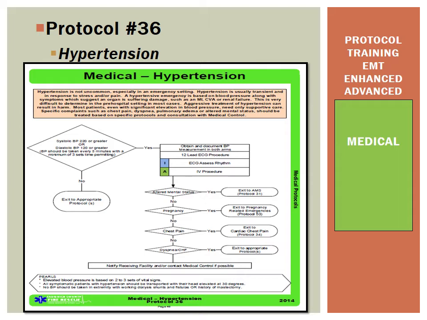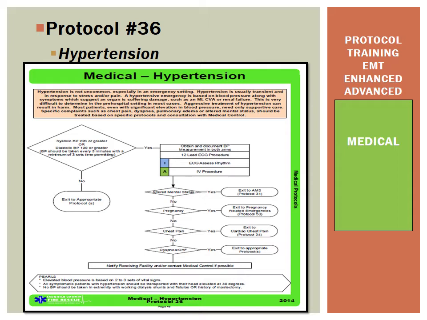It's very difficult to determine this in a pre-hospital setting in most cases, but aggressive treatment of hypertension can result in harm. Most patients, even with significant elevations in blood pressure, need only supportive care. Specific complaints such as chest pain, dyspnea, pulmonary edema, and altered mental status should be treated based on specific protocols and consultation with medical control.